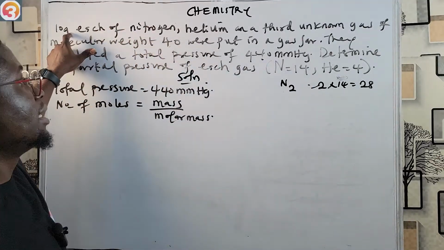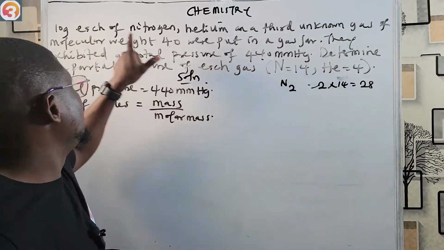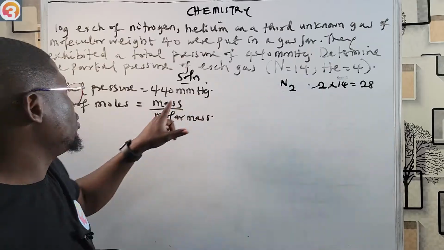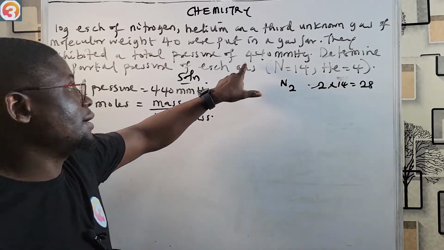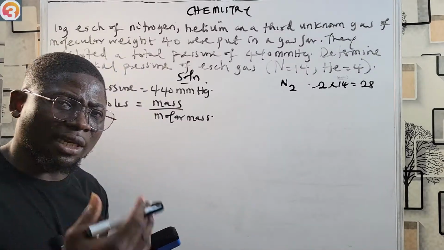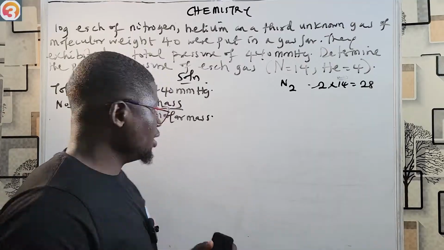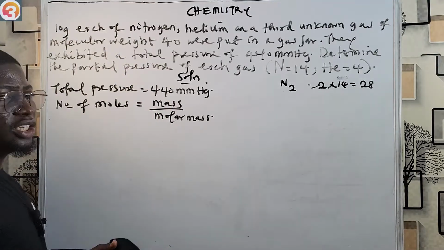We know the mass, we know the molecular mass or molar mass, and we know the total pressure. So we can find the mole fraction, then multiply each mole fraction by the total pressure to find our value. Now let's find the number of moles of each of the gas.